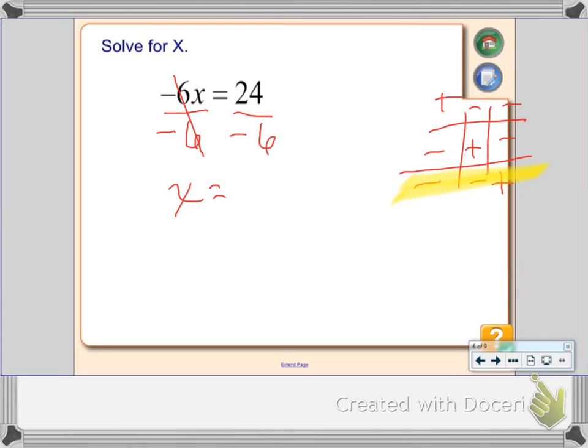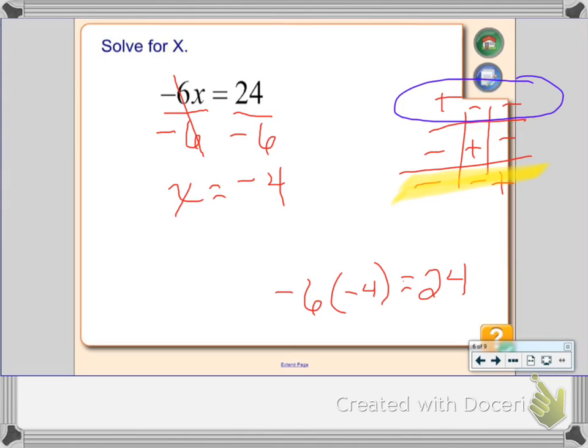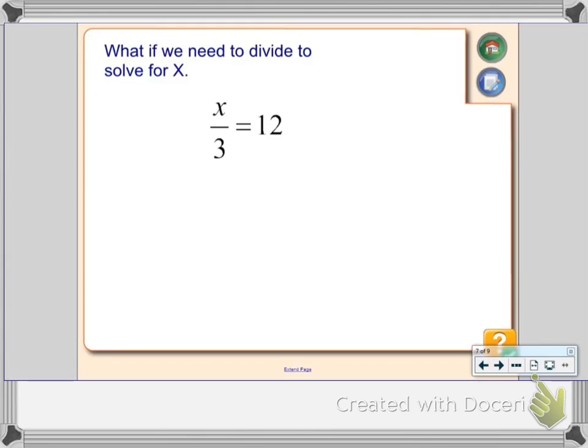And then I've got 24 divided by a -6. So I'm dividing a positive by a negative, which is going to give me a negative. And then 24 divided by 6 is 4. And we can check again. We can substitute in to make sure that this is right. And I can see that it definitely is right here, because a -6 times a -4 is going to give me a positive 24.